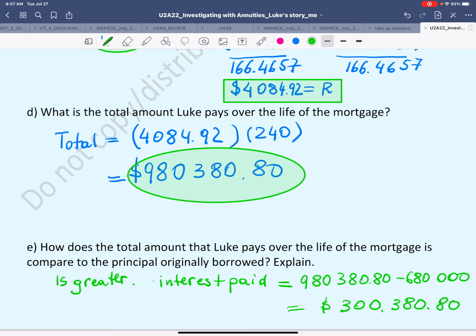So I hope that this helps you understand how loans and mortgages work in general. And I hope this made sense. Thank you for watching.